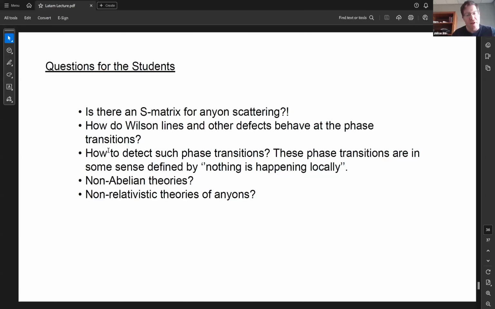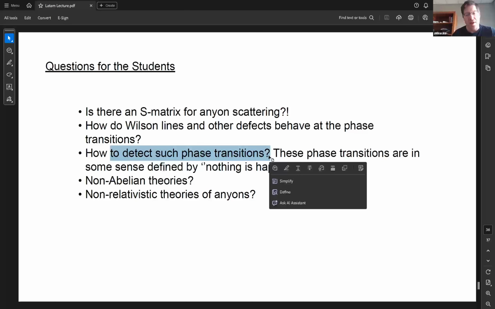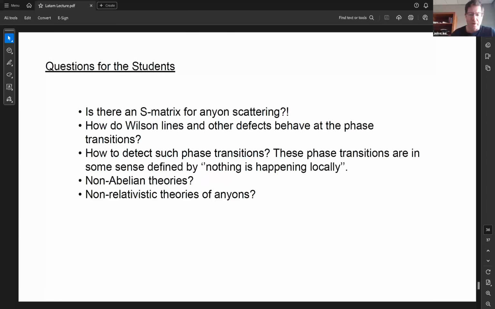But this brings a very interesting challenge to experiment. How to detect these phase transitions? What are we supposed to measure if there is no local order parameter? That's a very interesting question. Maybe we need to measure something non-local. Maybe we have to think about the theory of non-local order parameters. And that's actually my belief.